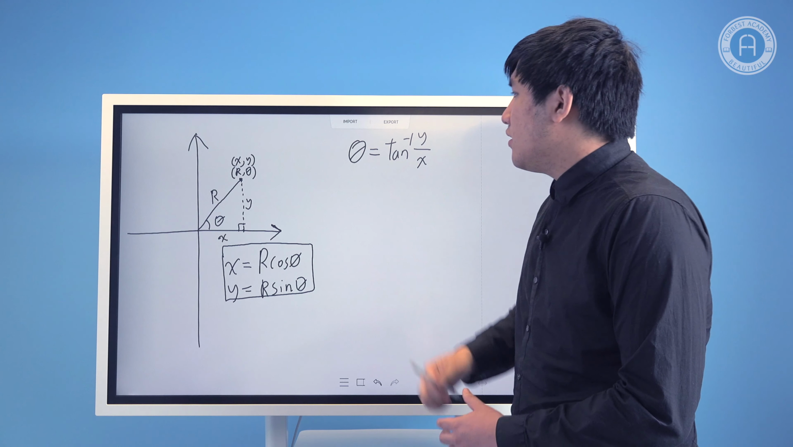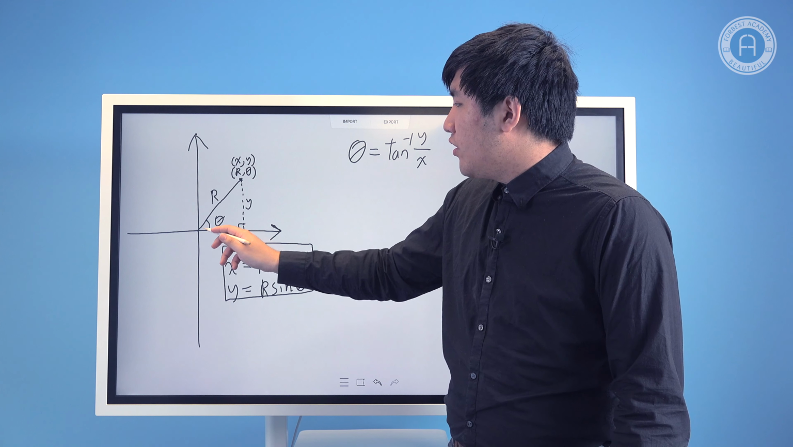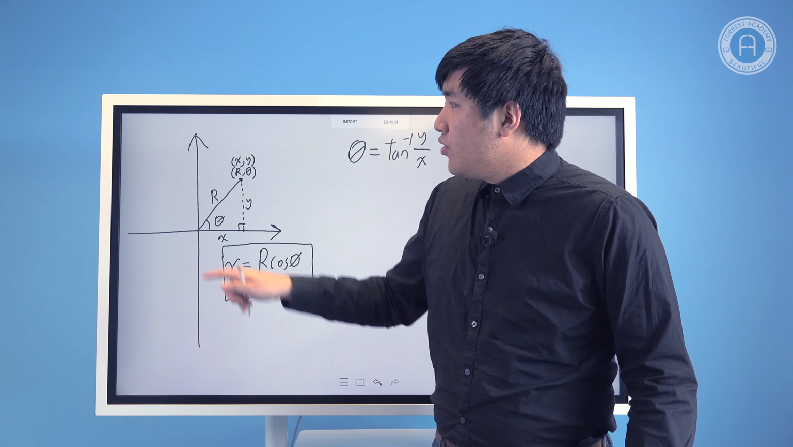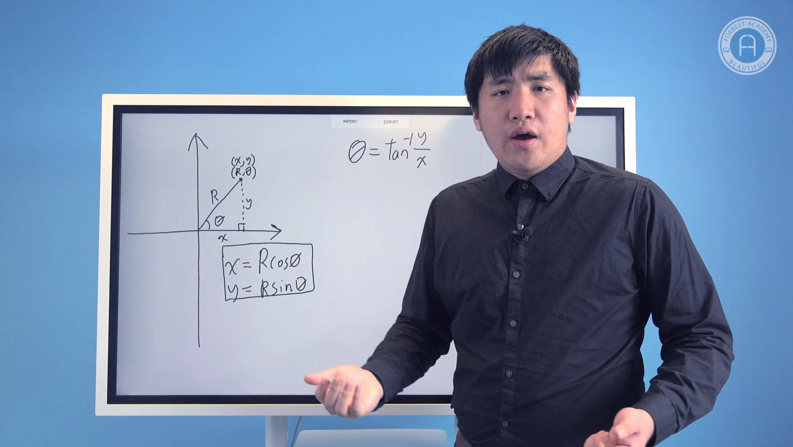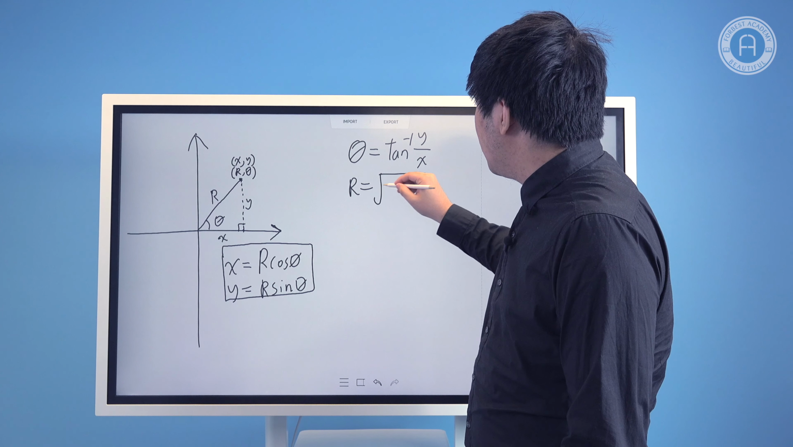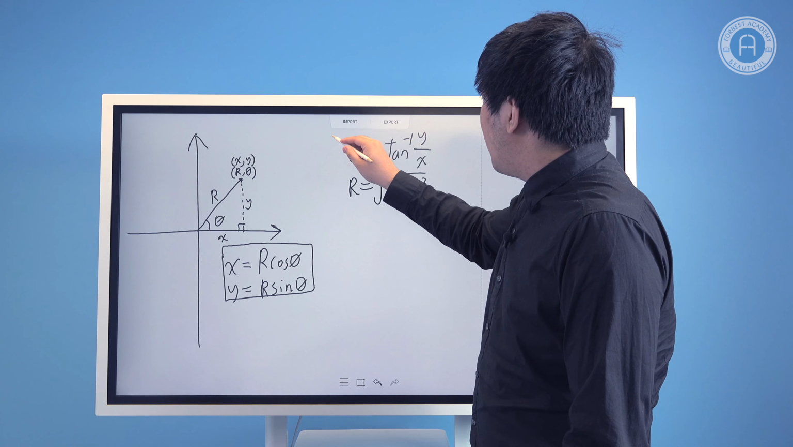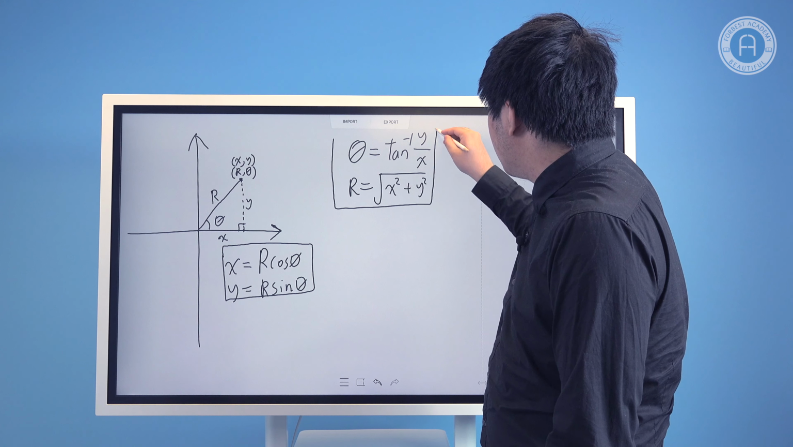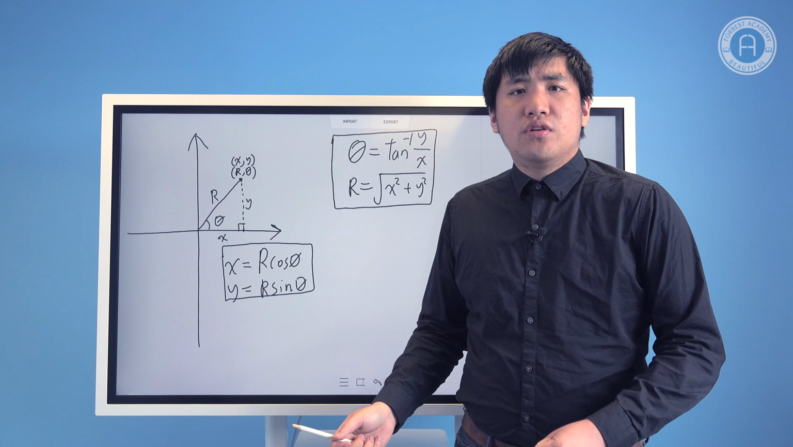So that's it for theta. For r, you'll notice that in the right triangle here, we can apply the Pythagorean theorem with r squared equals x squared plus y squared. That will give us r equals the square root of x squared plus y squared. And with these two equations, we'll be able to go from Cartesian to polar.